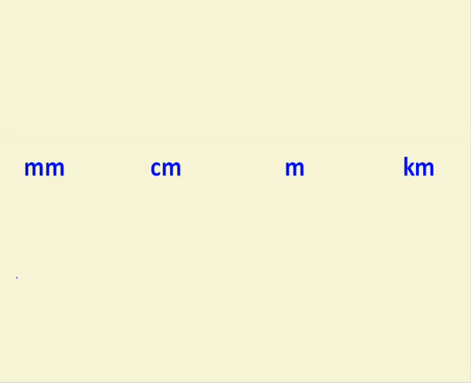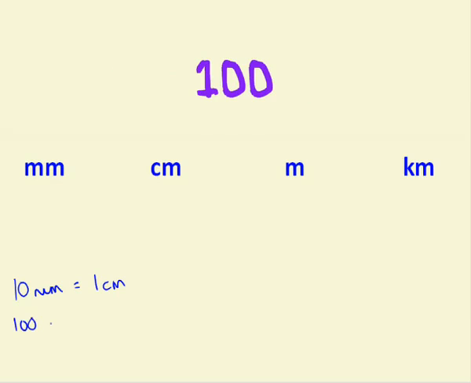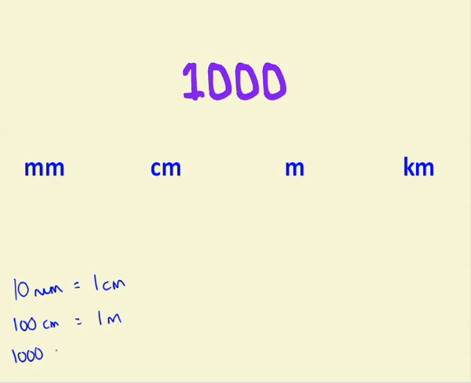Well, first off, I'll just write a few of the conversion facts. There are 10 millimeters in 1 centimeter. There are 100 centimeters in 1 meter. There are 1,000 meters in 1 kilometer. Okay, so how do we convert between these?